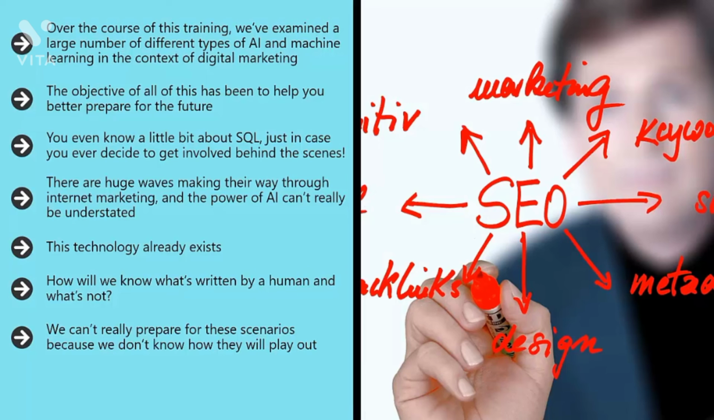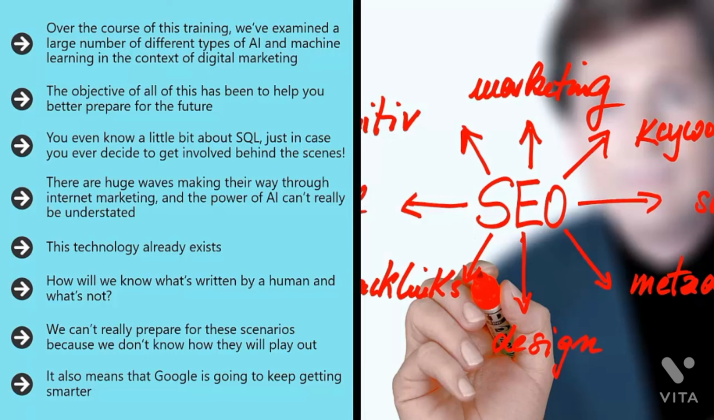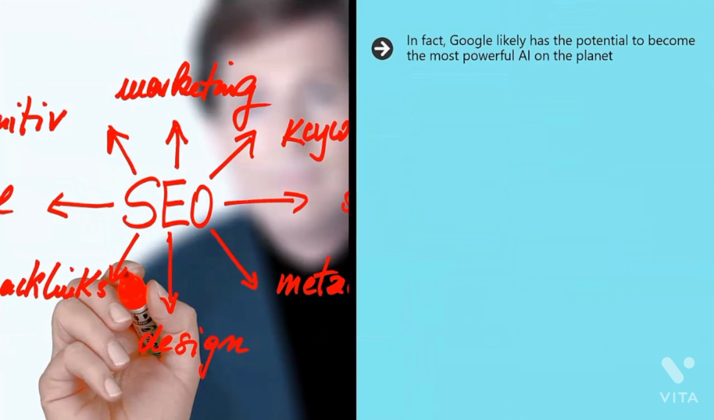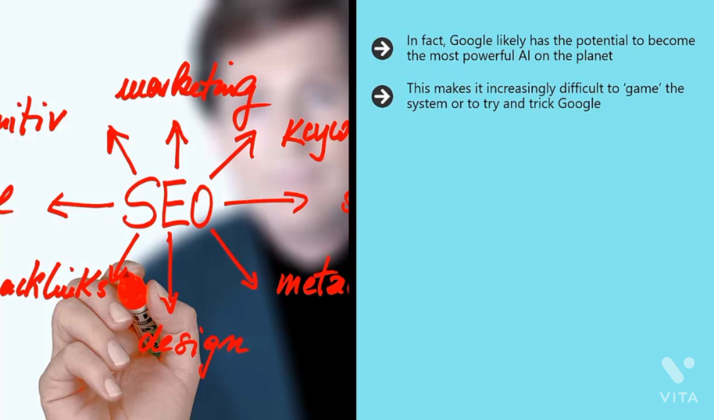And in particular, as a marketer, that means focusing on Google's move to natural language processing and more human-like interactions. It also means that Google is going to keep getting smarter. Google used to look for keyword matches, but now it actually understands the meaning of a website and can use many more metrics in order to understand whether it is high or low quality and whether it is delivering on what it claims to do. In fact, Google likely has the potential to become the most powerful AI on the planet, owing to the huge amount of information it has access to and the huge resources that the company pours into it. This makes it increasingly difficult to game the system or to try and trick Google.